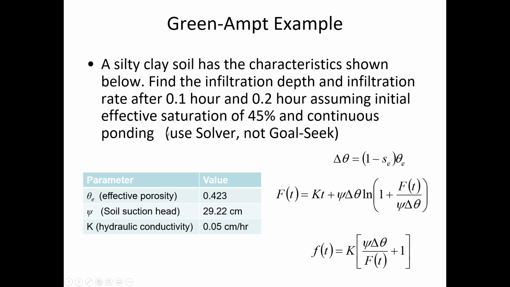Okay, now I've put in a note here that we're going to need to use solver and not goal seek, and the reason for that is that we're going to have the left-hand side and the right-hand side of this equation for infiltration depth. We're going to try and find the difference between the two, and we're going to set solver to minimize the difference between the two, and it would quit early if we use goal seek.